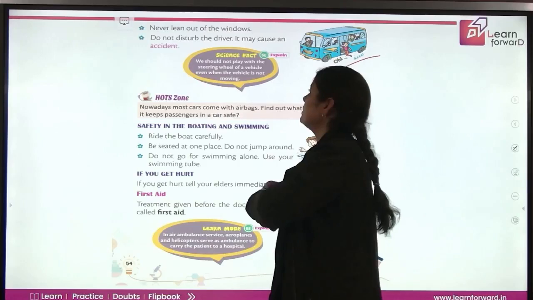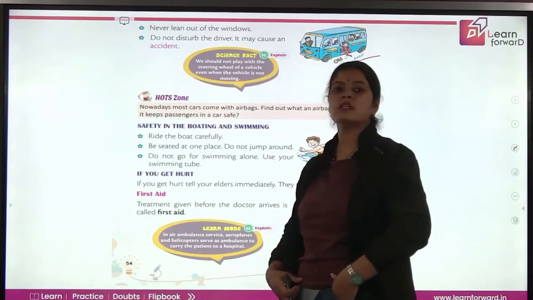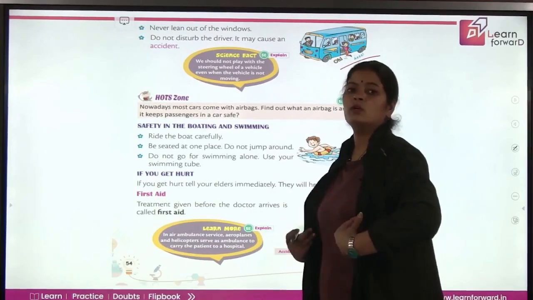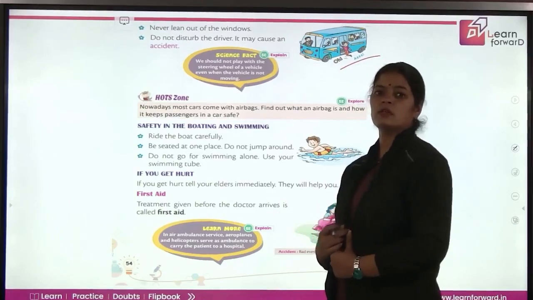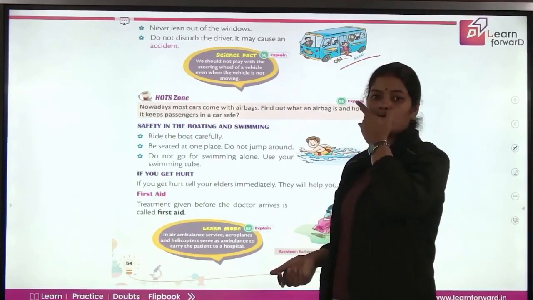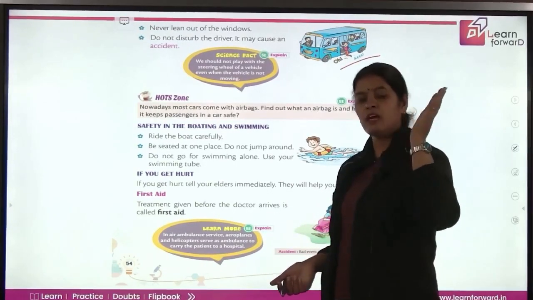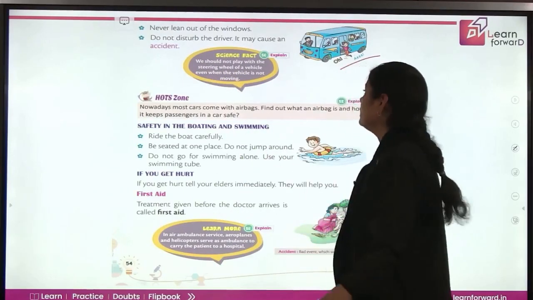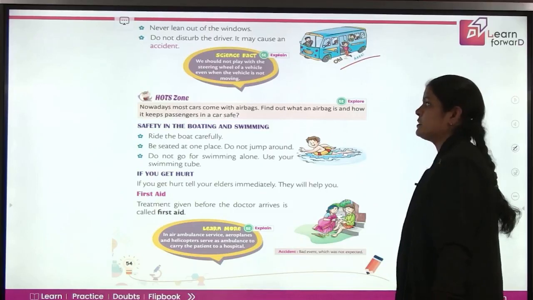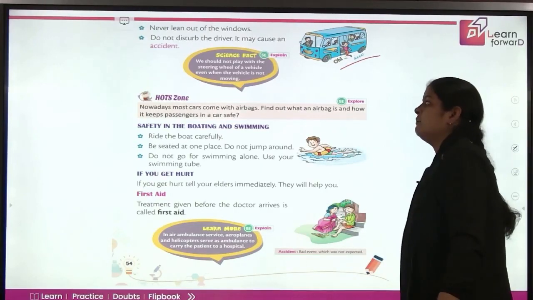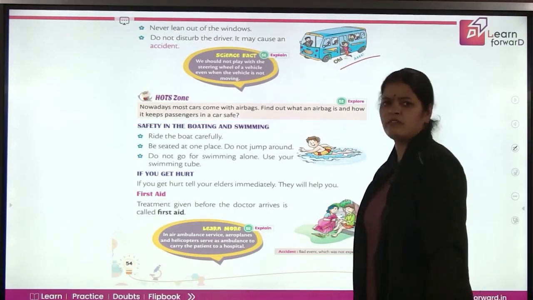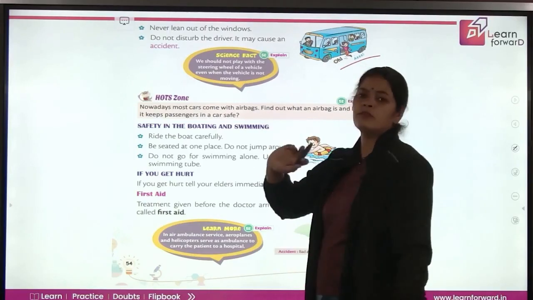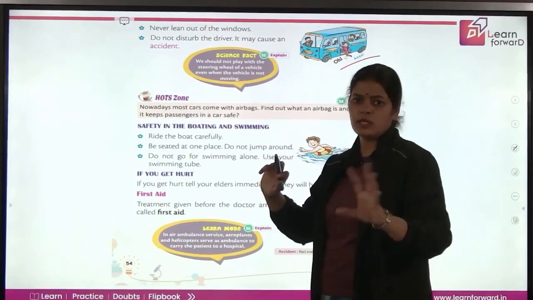Do not disturb the driver. It may cause an accident. Do not talk with him. Do not interact with the driver, because it can divert his mind and an accident can happen. Now, we should not play with the steering wheel of a vehicle even when the vehicle is not moving. This is a safety tip everybody should follow. Do not play with the steering or the gears.